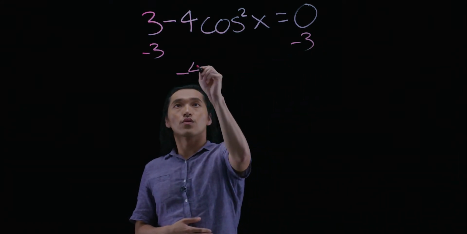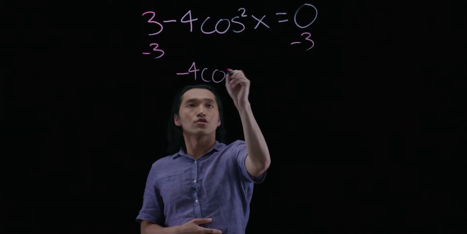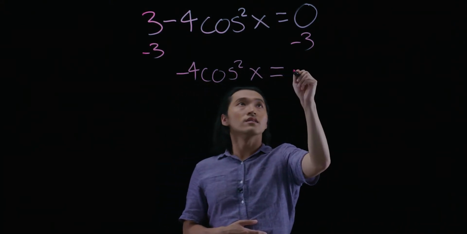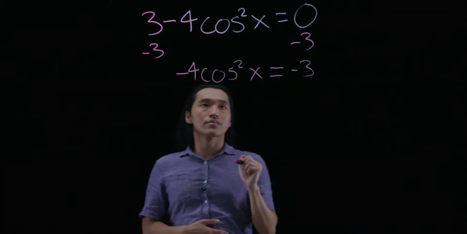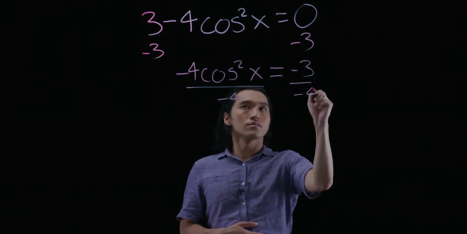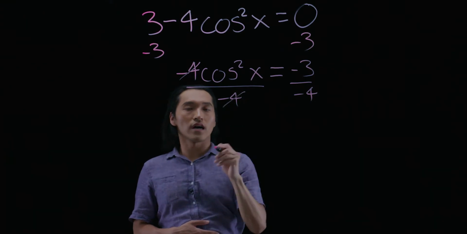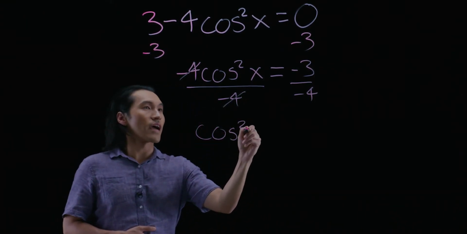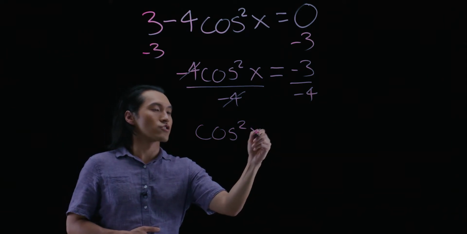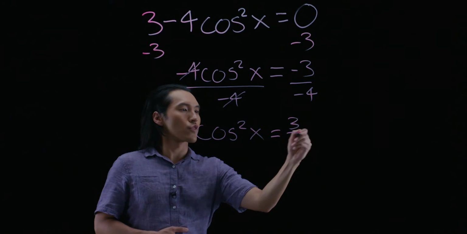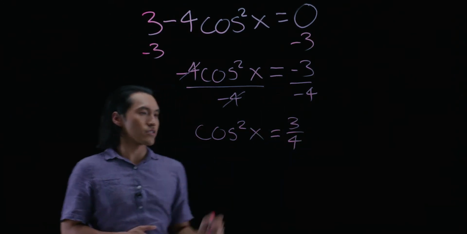That leaves us with negative 4 times cosine of x squared equaling negative 3. And now we can divide both sides by negative 4. This cancels the negative 4 out. So now we're left with cosine of x squared is equal to positive 3/4 because the negative signs cancel out.